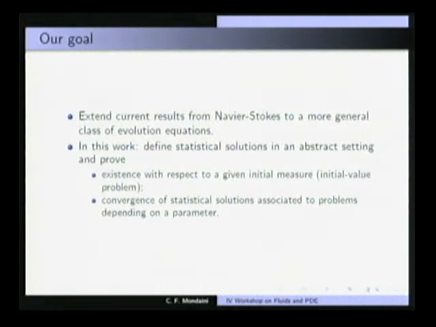And then in a second part, we consider, again, evolution equations which we don't know to be well posed. And then we consider regularized approximations of these equations. And we want to prove that the statistical solutions associated to the approximated problems converge to a statistical solution of the limit problem.